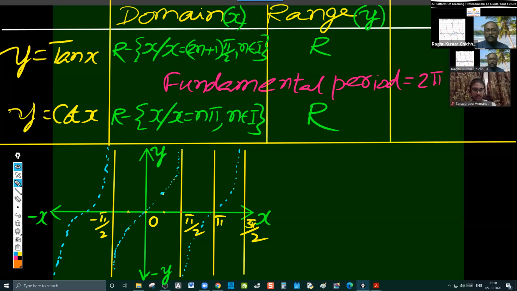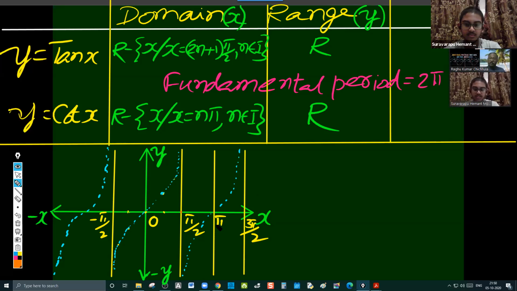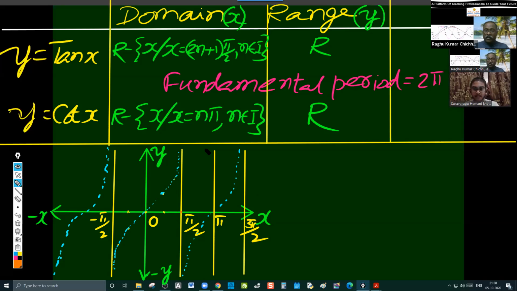Just observe what happens. Cot 0, undefined. Cot 30, root 3. Cot 45, 1. Cot 60, 1 by root 3. Cot 90, 0. What is happening? X is increasing, angle is increasing, value is getting decreased. So that is why it is just like a mirror image. Cot graph, because cot 0 is undefined, you have to make it parallel here.